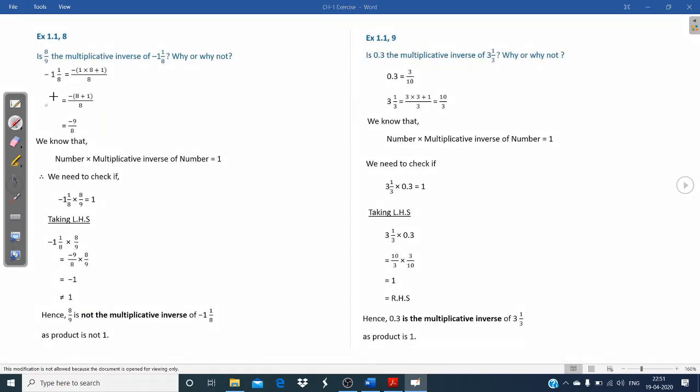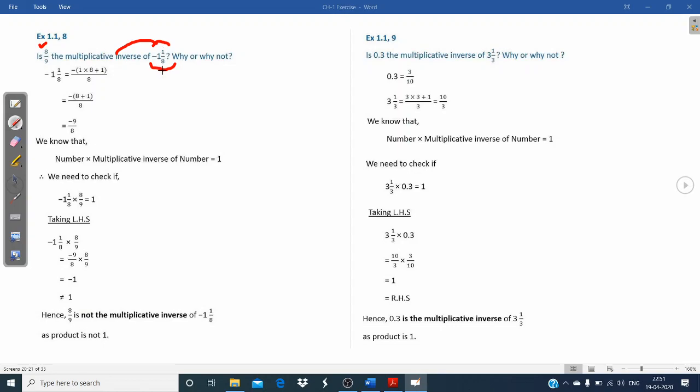Eighth question. In this eighth question, we have to see whether 8 by 9 is the multiplicative inverse of minus 1 1 by 8. So you have to see whether 8 by 9 is a multiplicative inverse of this given number. First we will find out the multiplicative inverse of this number. So let's resolve this number here itself: minus 1 1 by 8.